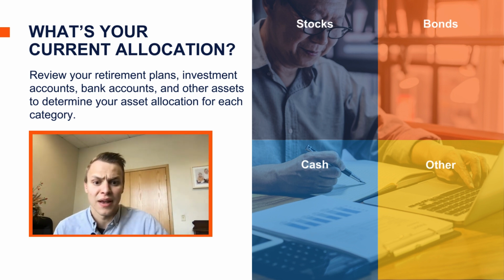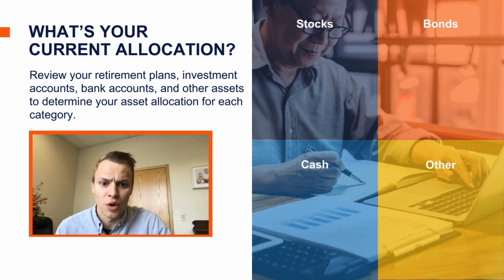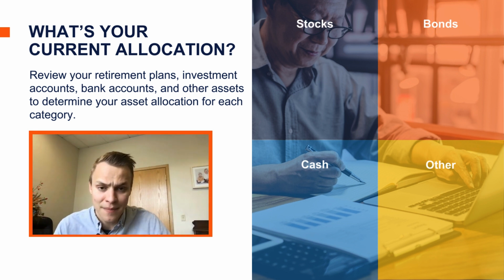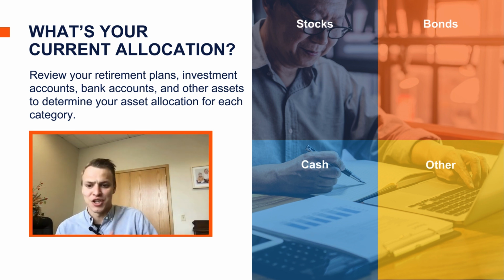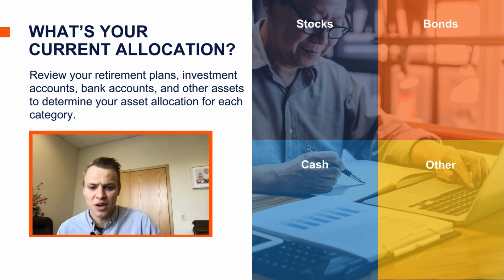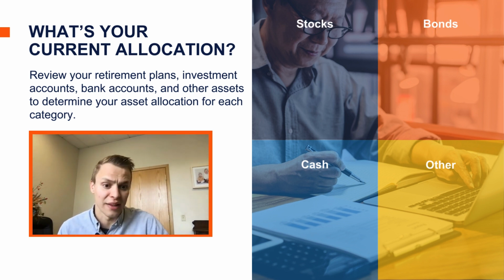Consider things like your retirement plans, your investment accounts, your bank accounts, and other assets to determine what your overall asset allocation should be and your asset allocation for each category. So if you would, get your worksheet out and please follow the instructions on worksheet 1, which is designed to give you an overview of your current allocation.